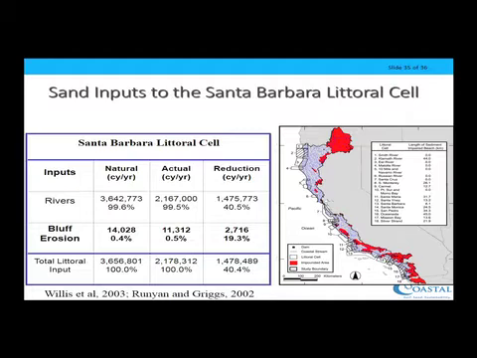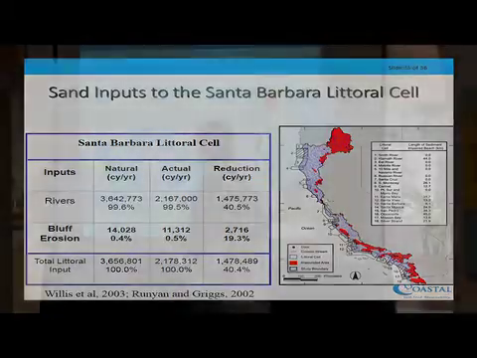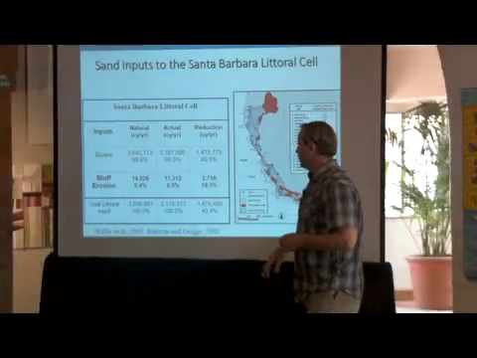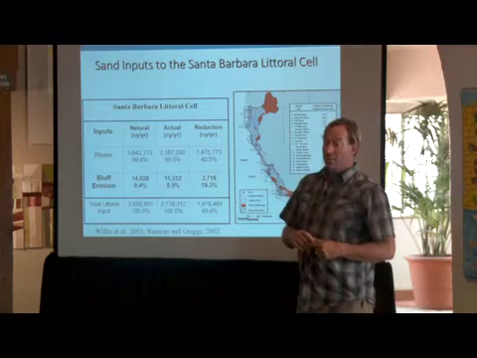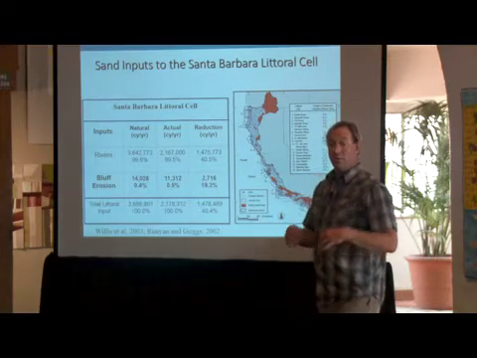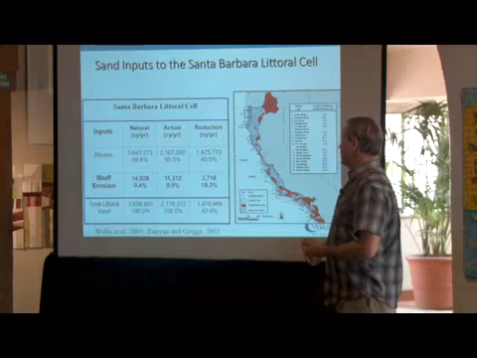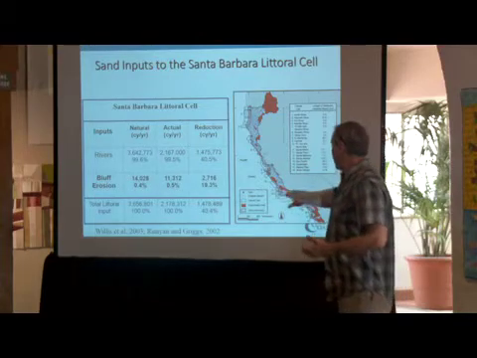So this is what we know about sand in the Santa Barbara littoral cell. This is some work done by some of my predecessors working with Gary Griggs. There used to be annually about 3.6 million cubic yards of material coming into the system because of all the dams on the Santa Ynez River.